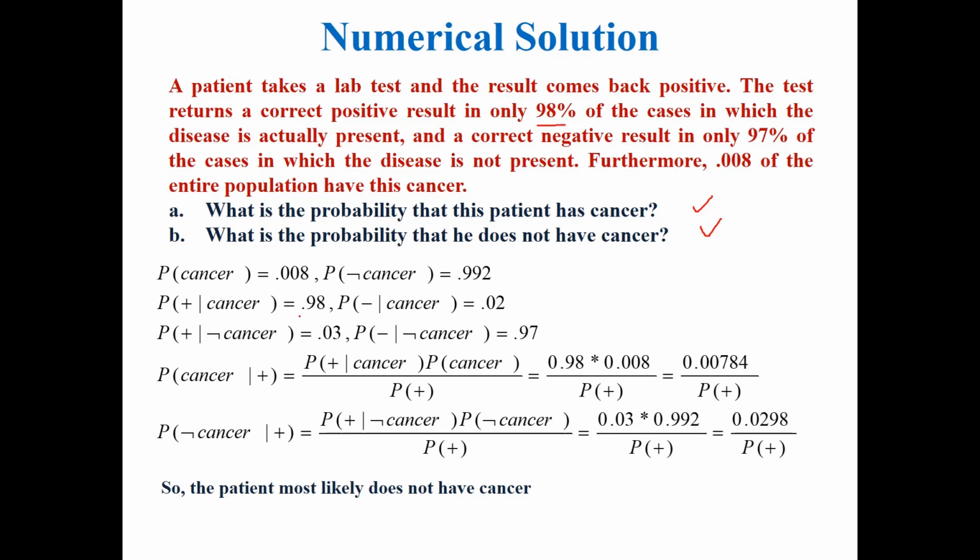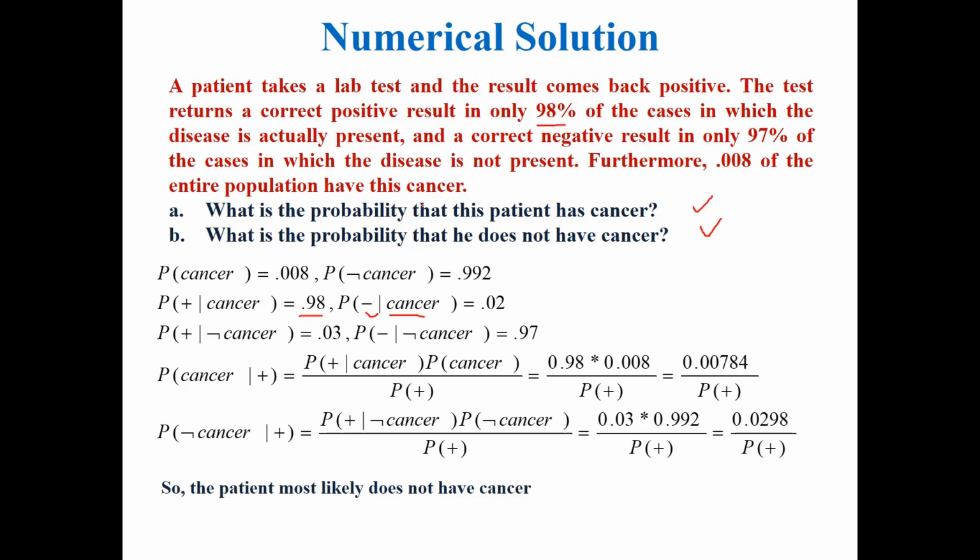So if this probability is given, then easily we can find the probability of getting the negative result given that it is a cancer. So it will be the wrong prediction. So the probability of getting the negative result given that it is a cancer will be 1 minus 0.98. So it will be 0.02.